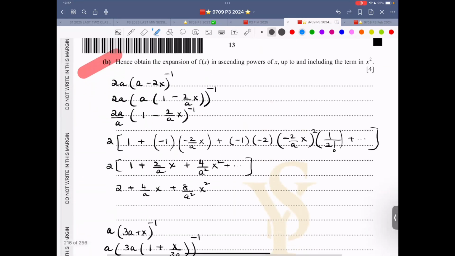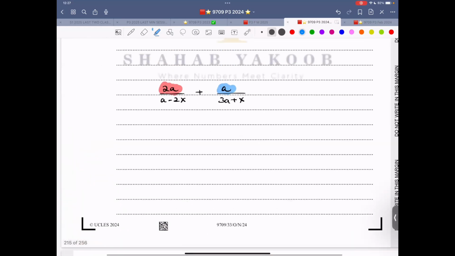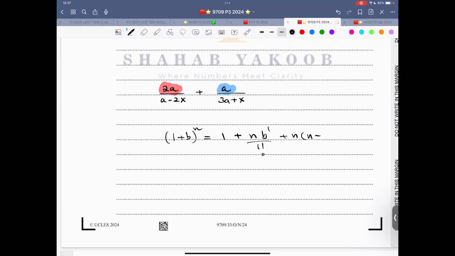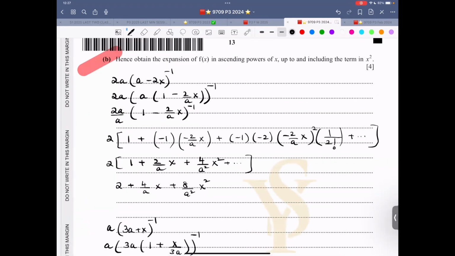Hence, obtain fx in ascending powers of x up to and including the term in x squared. So now what you need to do is take this up, and make the first term 1. So remember, this is 1 plus b raised to power of n. Let me make the marker thicker. That is 1 plus n b power 1 over 1 factorial plus n into n minus 1 b power 2 over 2 factorial and so on. So over here, first thing first, let me focus on the red one.